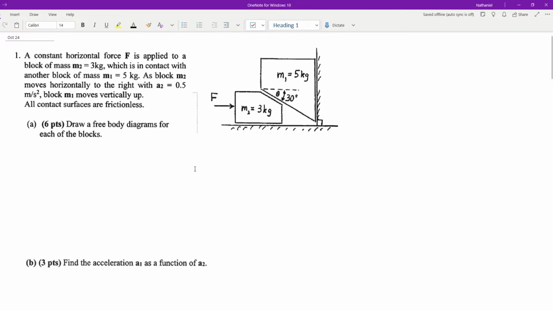So, let's grab the old tablet. Here we go. First stream, just gonna do physics problems till our heart's content here. All right, a constant horizontal force F is applied.